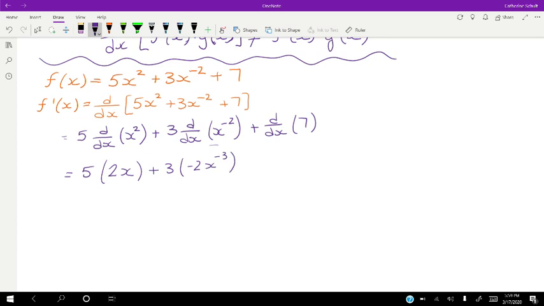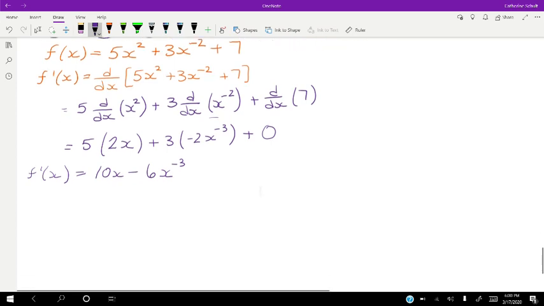And finally, do you remember what the derivative of a constant is? That was the very first thing we showed. 0. Okay, so what's our final derivative? So f prime of x, let's clean it up. 5 times 2 is 10. And then 3 times negative 2 is negative 6. And then x to the negative 3. And you can just leave that negative sign there. I'm fine with that. Okay, so excellent.